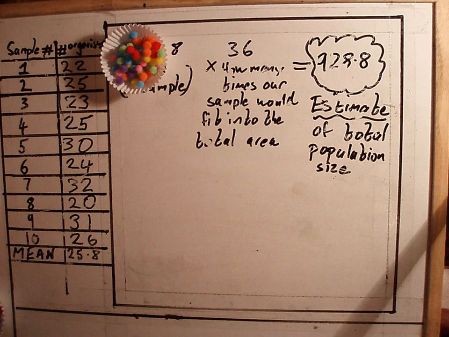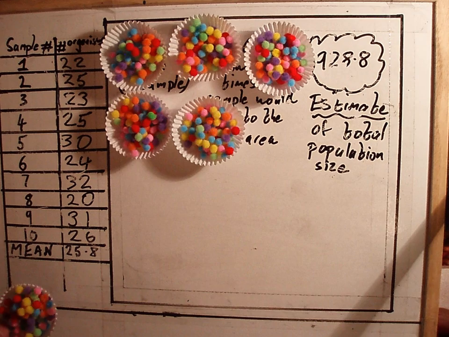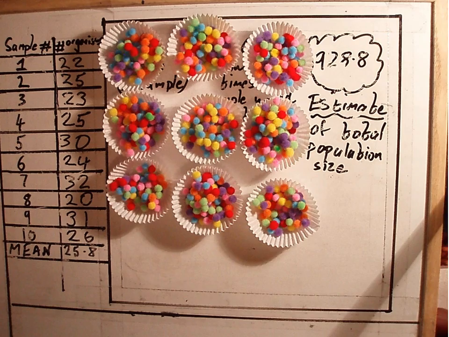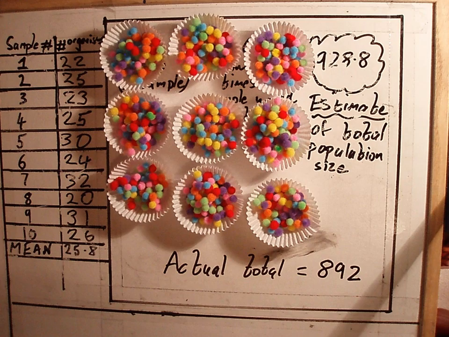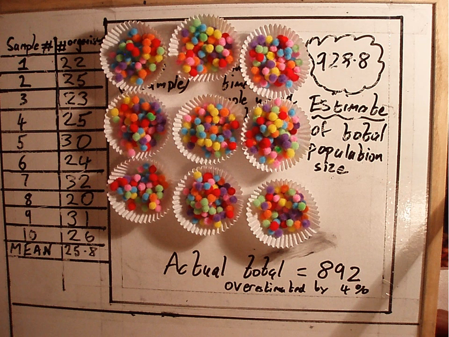So again, I decided to do a little bit of quality control and see how close to the true total I was. So each of these little paper cups contains 100 of the fuzzy little balls. And in total, there was 892. Now remember, our estimate was 928.8. So we overestimated a little bit, by about 4%.